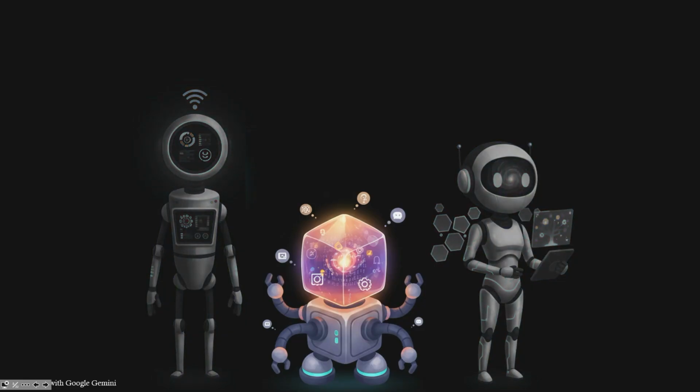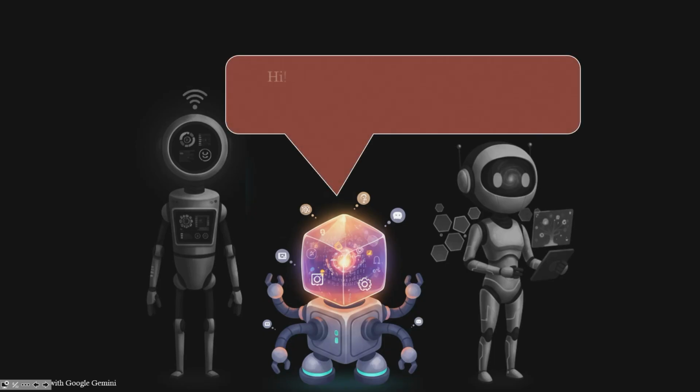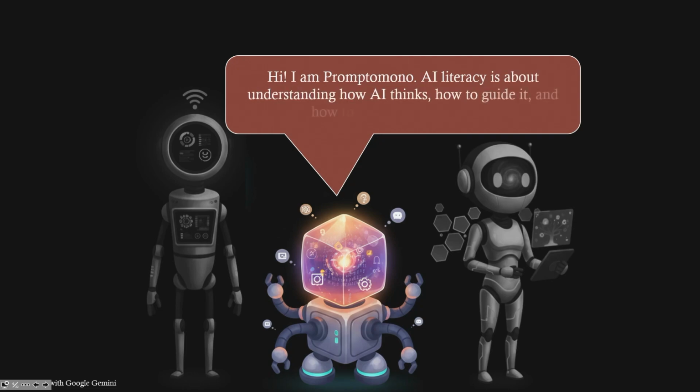So may I ask who you are and what do you think about AI literacy? I am Promptimono. AI literacy is about understanding how AI thinks, how to guide it, and how to interpret its responses. Awesome. Nice to meet you, Promptimono. So Promptimono here is telling you that AI literacy is understanding how to guide it, how to understand what it thinks, and how to interpret its responses.